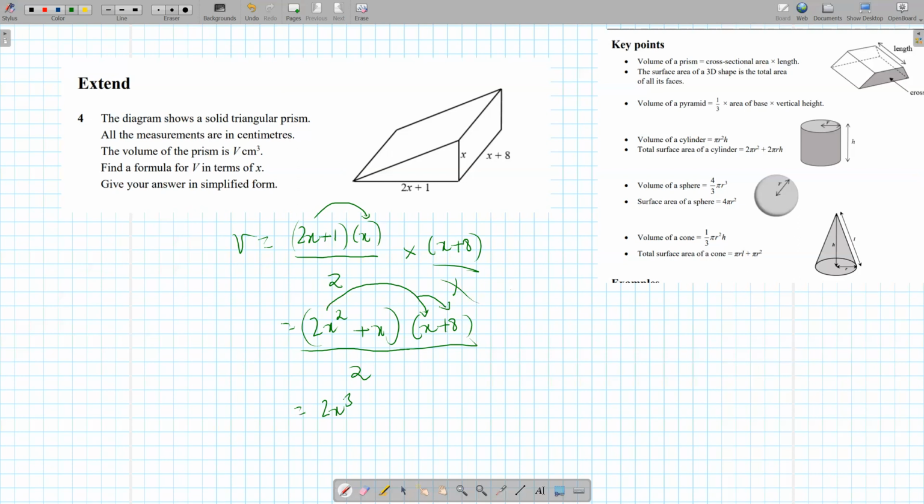It'll be 16x squared. Okay, 16x squared. What is x times x? x squared. Yes. What's x times 8? 8x, there we go. All over 2. Are there any like terms in the numerator? Can we add anything up?